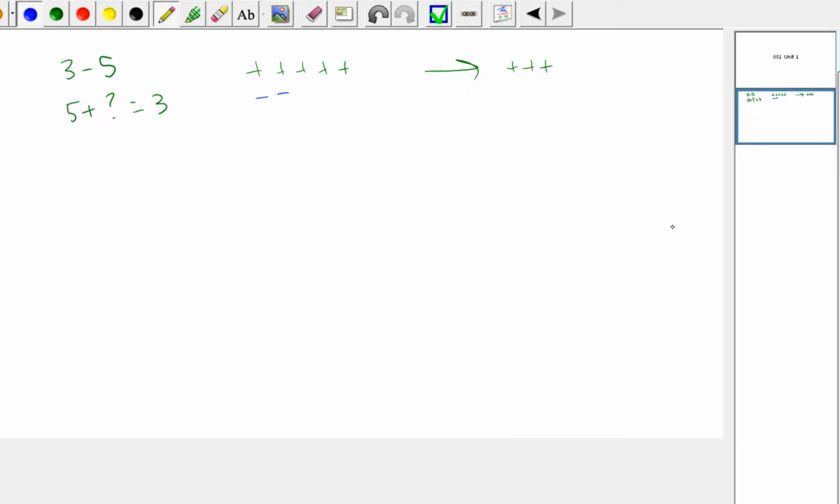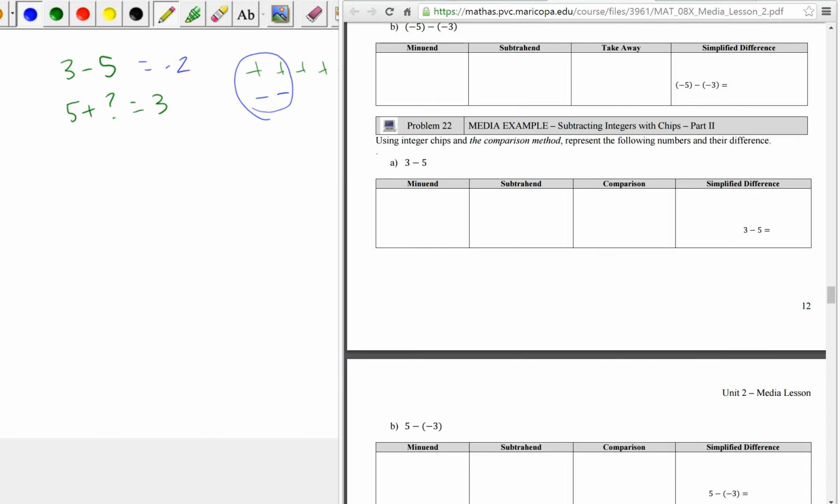So the result is -2. So now we're back to addition. Combining 5 with 2 negatives gives us +3. Or the next one, 5 minus -3.